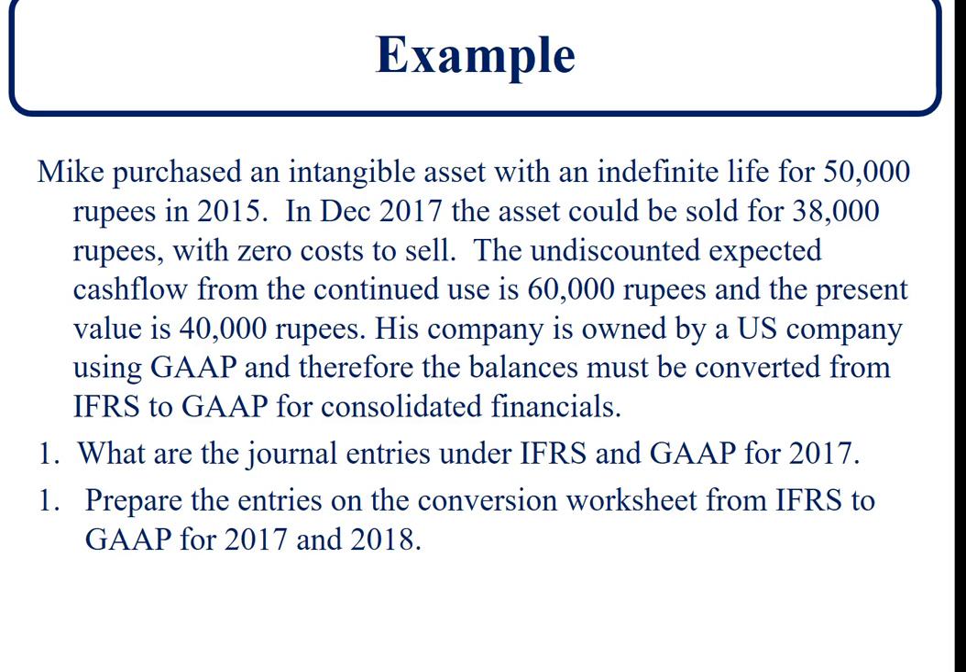His company is owned by a U.S. company using GAAP, and therefore the balances must be converted from the international standard to GAAP for consolidated financials. So what we're going to do now is look at the journal entries under the international standard and GAAP, what they would look like on the books, and then we're going to prepare the entries on the conversion worksheet going from the international standard to GAAP for both years.